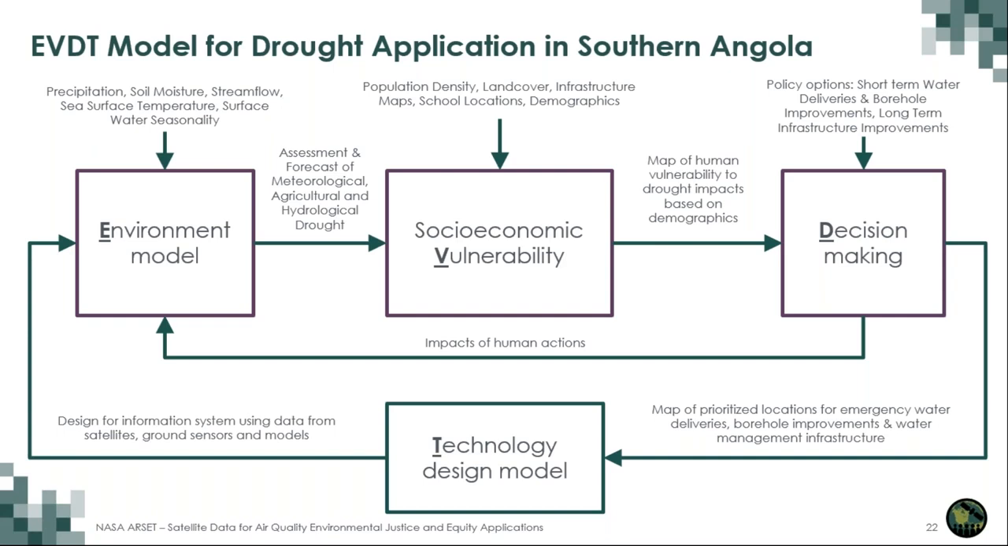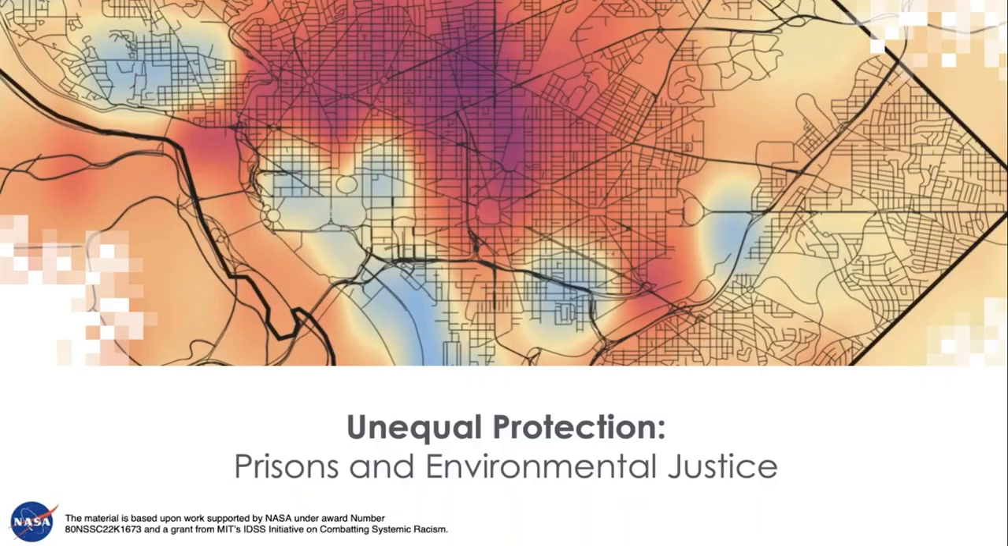I'm now pleased to pass this over to my colleague, Ufuoma Oviemeda, so I'll continue with an example in her own research. Thanks, Danielle. I'll be talking about an example of how we can apply the EBDT framework to study prisons and environmental justice.